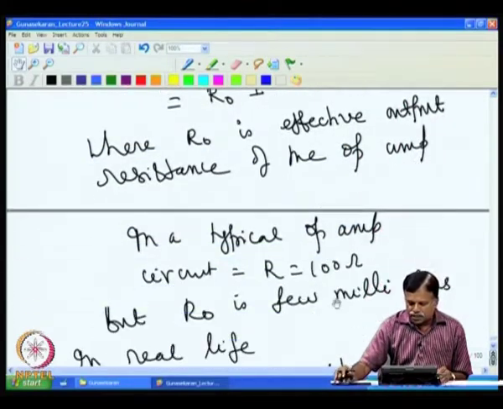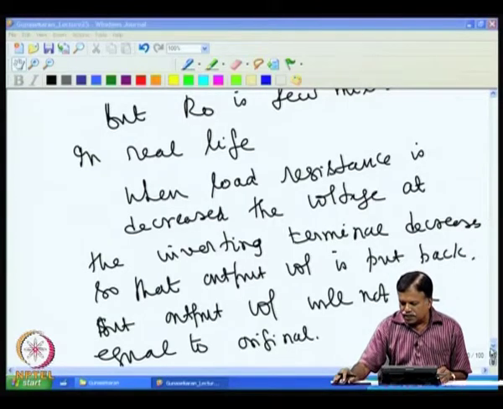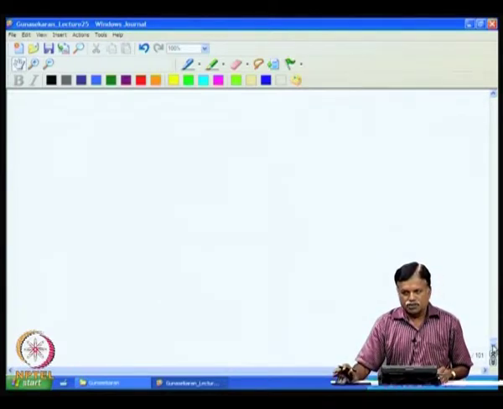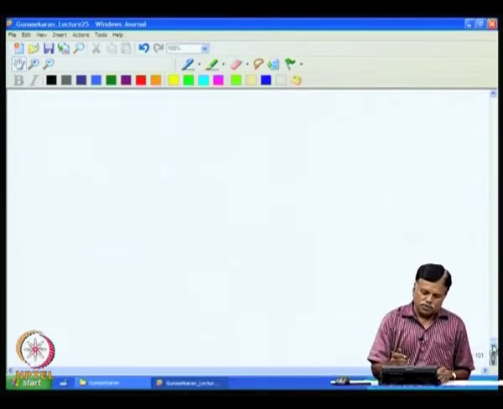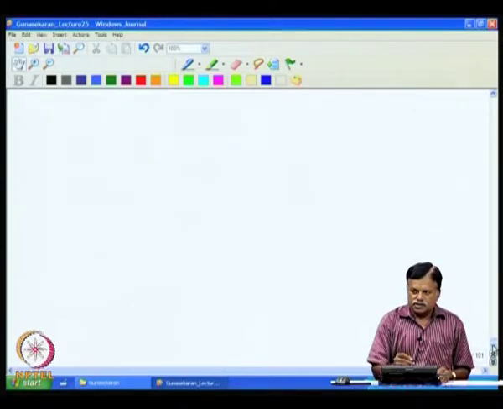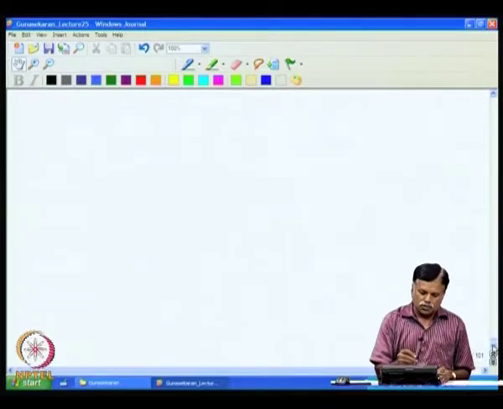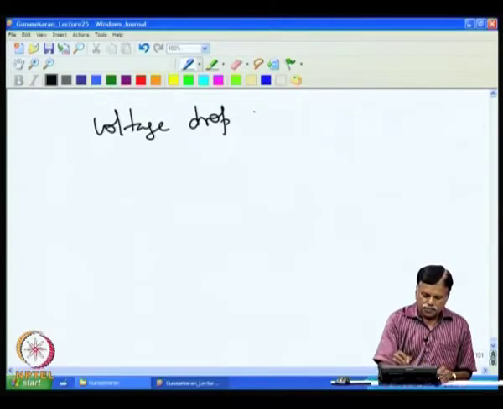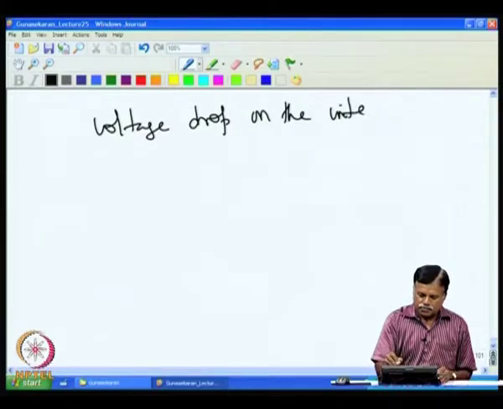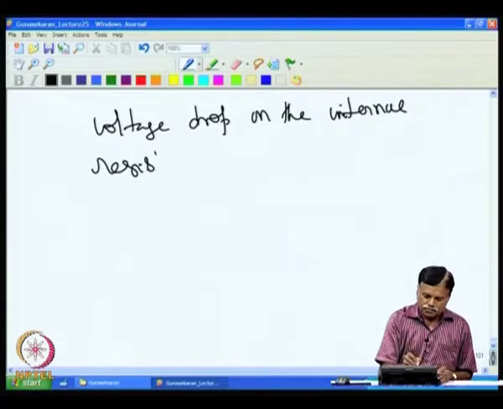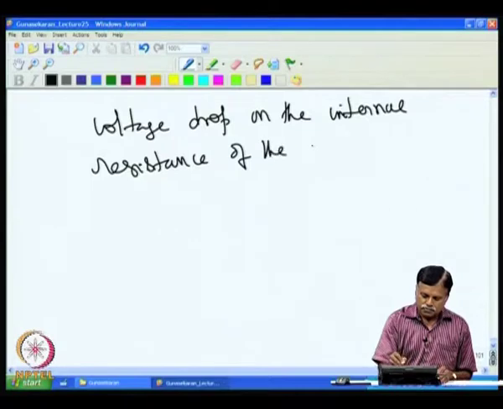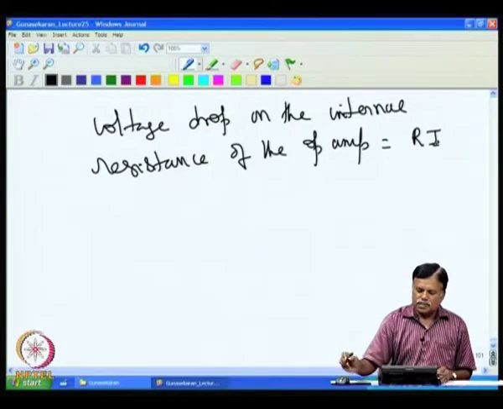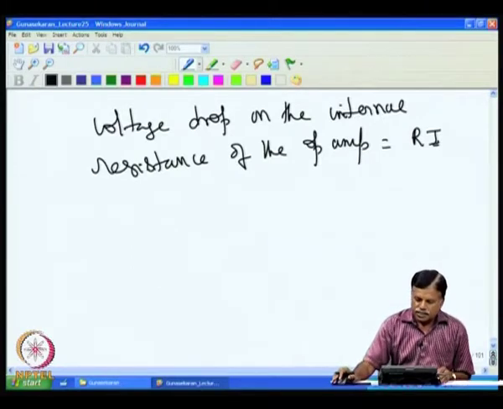So, if we can write the equation for this, then we can quantify what is the change that is expected, and then we can also write down what is the expected output voltage change. So, we assume that current is high and actual resistance of the op amp is R. So, voltage drop on the internal resistance of the op amp is equal to R into I. This is because the current had to go through the internal resistance.